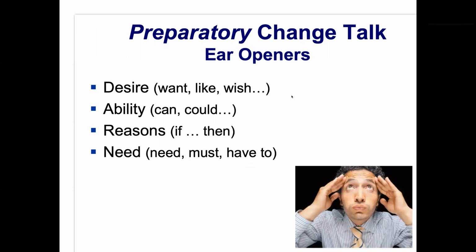Psycholinguists have parsed change talk into a variety of subcategories. These categories, desirability, reasons, and need, capture intentional utterances that are relatively distal to behavior changes, utterances that reflect motivation to change. We call these preparatory change talk. Desire, I want, I wish; ability, I can do it; reasons, if I do it, then this will happen; need, which is really desire with passion.